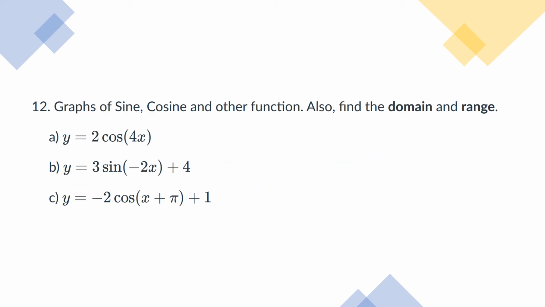Question number 12 is about graphing sine and cosine functions. We're gonna use the standard argument. We actually graph in one period. We're gonna use the amplitude, the period, and some basic values to graph a problem like that. And also find the domain and range. Especially we find the range using the shortcut method.